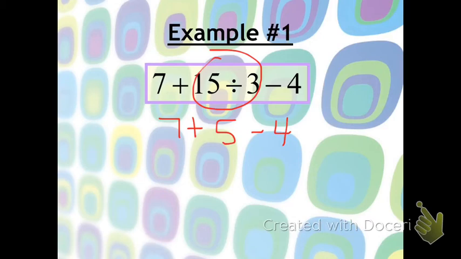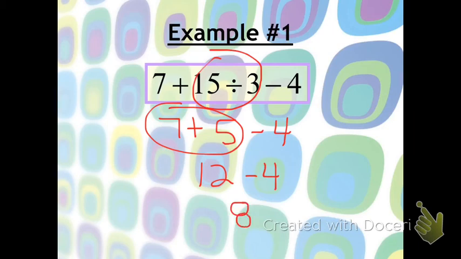And last would be adding and subtracting. Remember, you don't necessarily add before subtract, but you do them from left to right. So first I would do this addition problem on the left and copy the rest of the problem, and then simplify.